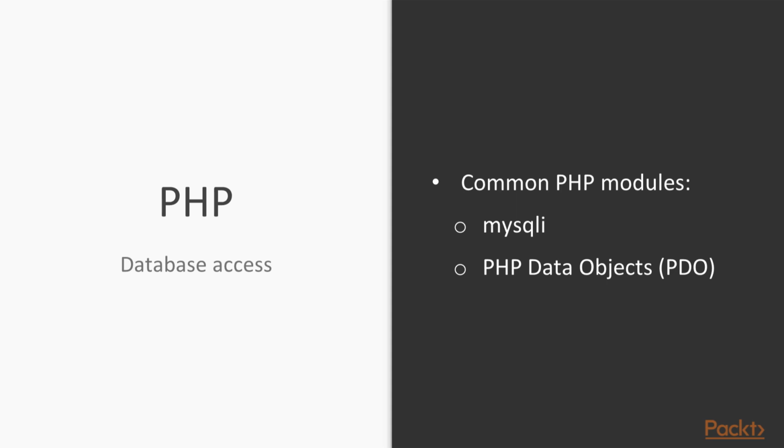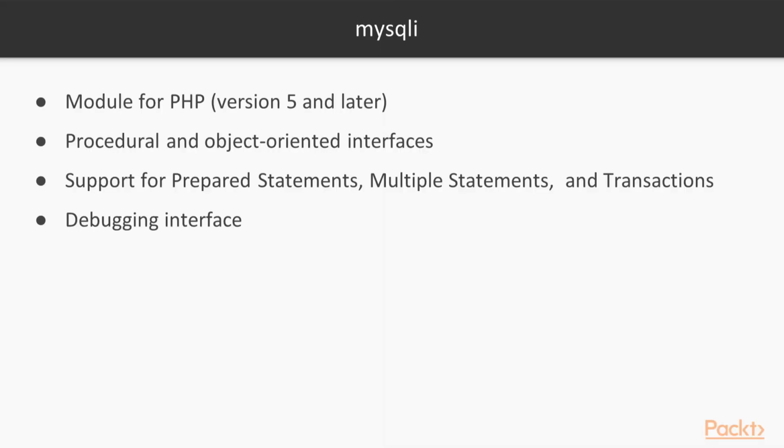The MySQLi, short for MySQL Improved extension, is included in PHP version 5 and later. The advantages of using MySQLi are the following. The extension provides both a procedural as well as an object-oriented interface to work with the database. It supports prepared statements, multiple statements, and transactions, as well as a debugging interface. Overall, it provides a convenient way to access the database without using additional libraries or frameworks.